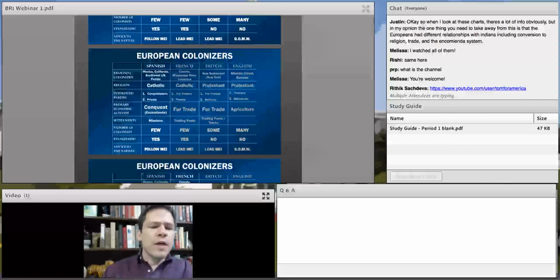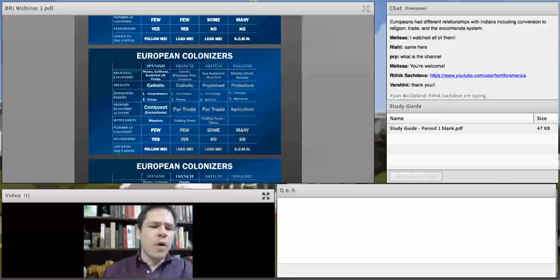Now, when we look at the Spanish, for example, we don't want to just know that the Spanish were different than the French, the Dutch, and the English.